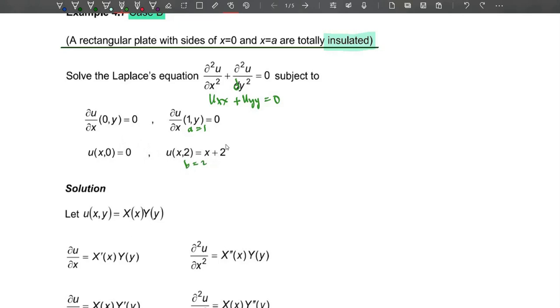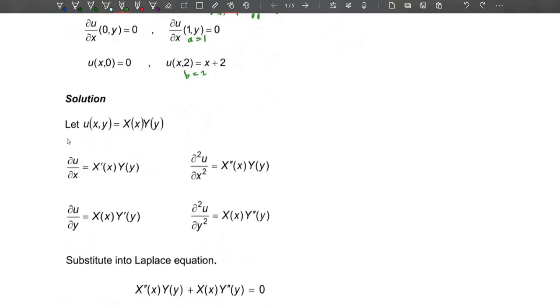Next, to start the solution, this is the normal one. We let u(x, y) equal to X(x) times Y(y). Then we need to rewrite these terms. You can actually directly write this one after that, and also this one. It is just the formality.